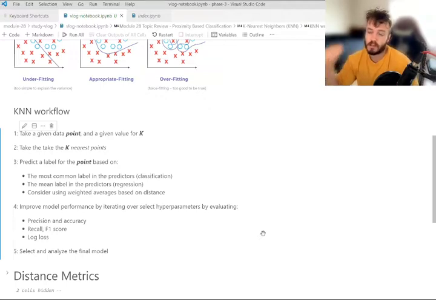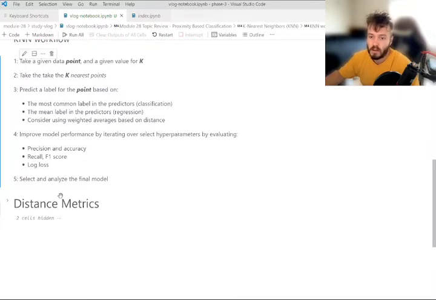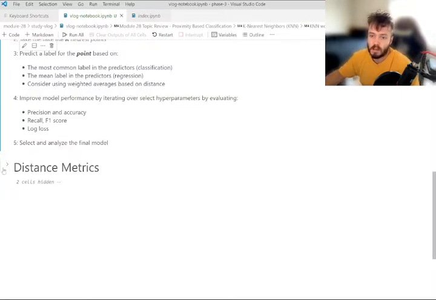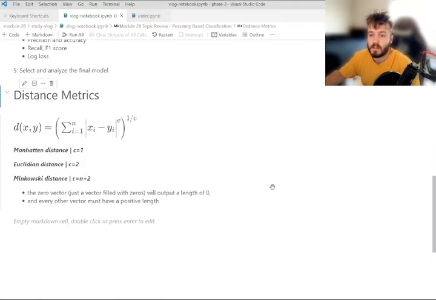And again, I didn't go into the code here because it's basically the same thought process as with the decision trees and regression trees from the last video. Cool. So let's talk about distance metrics.